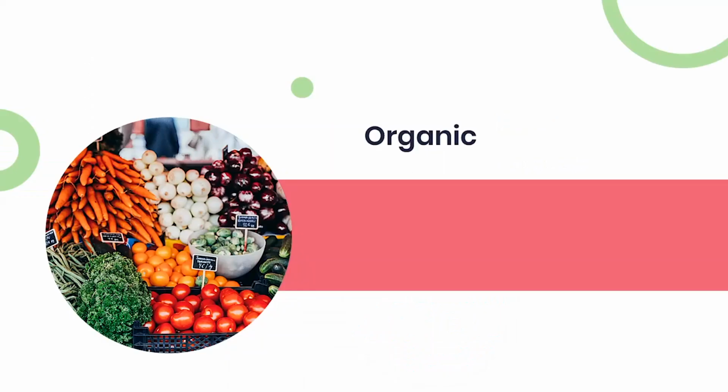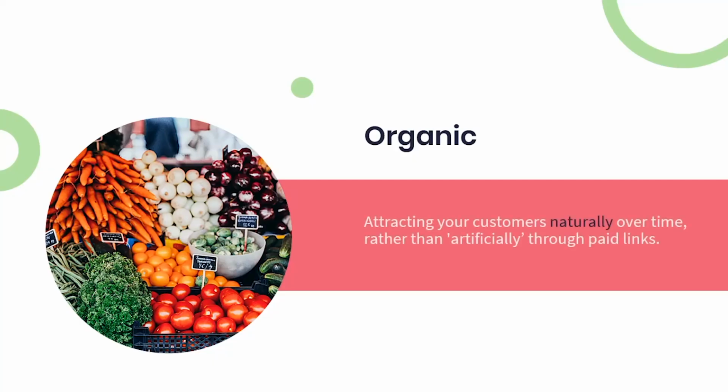Now, we've had a look at PPC. The next thing I'd like to take you through is something called organic marketing. And organic marketing basically means that you would get your own customers to come to you naturally over time, rather than artificially via paid links or paid ads. Let's have a look at what kind of things would fall under this category of organic marketing.